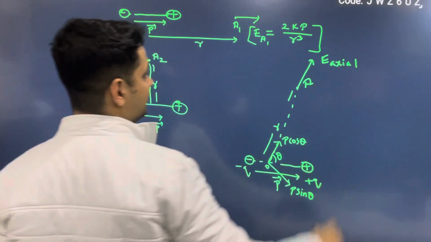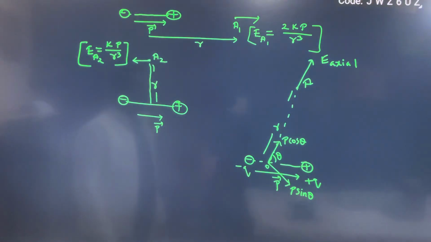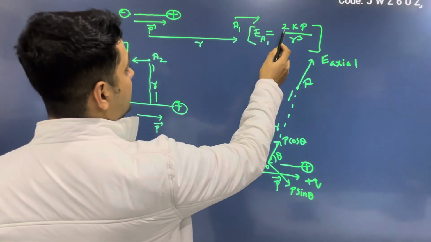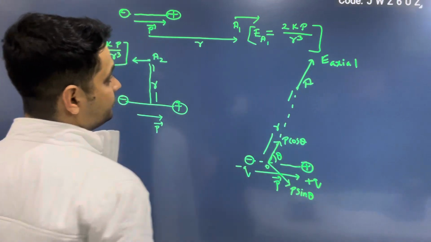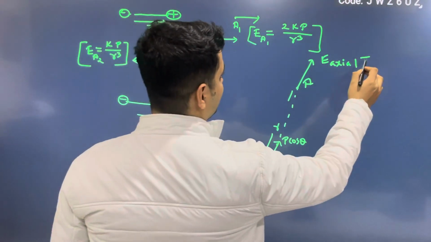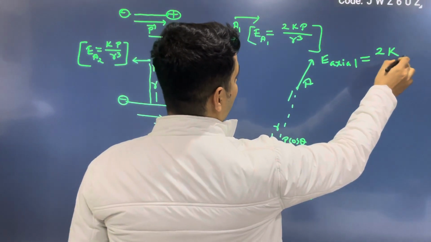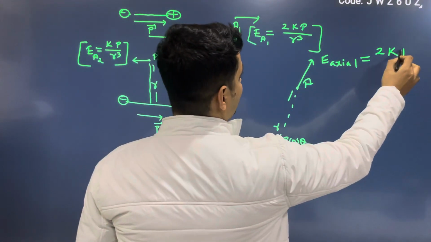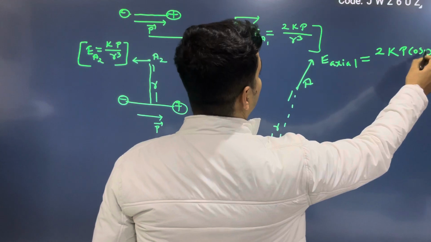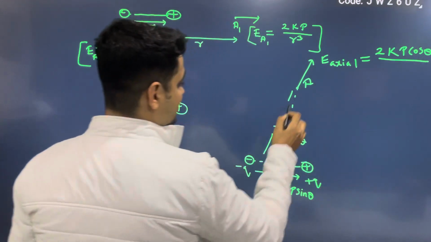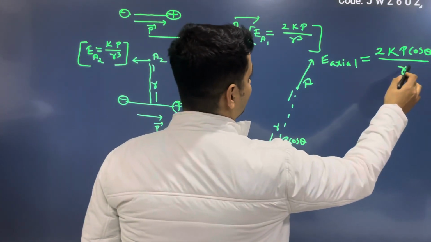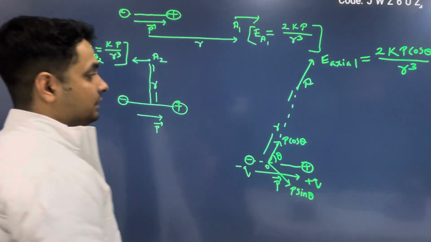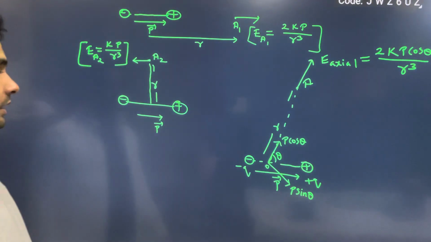E axial, correct? And you know how we write E axial. Here we have already written the formula 2kp by r cubed. So here we will write 2k, and because the dipole moment here is p cos theta, we'll write 2k p cos theta, and the distance is r only. So we can write this as r cubed. Correct? Now the next one is what?